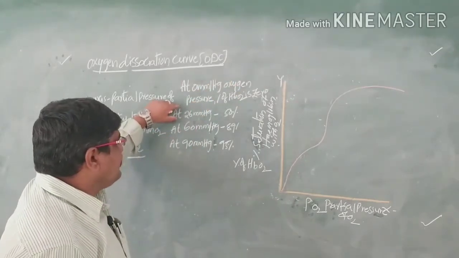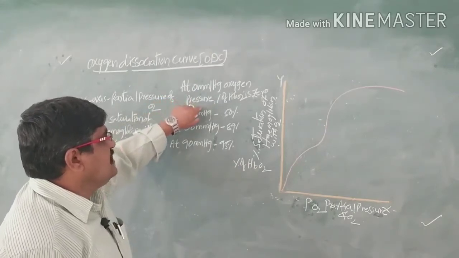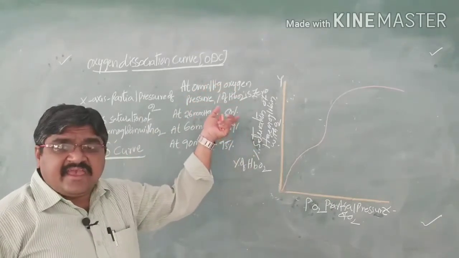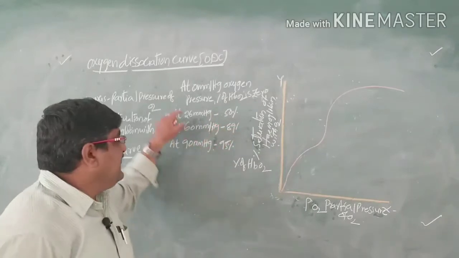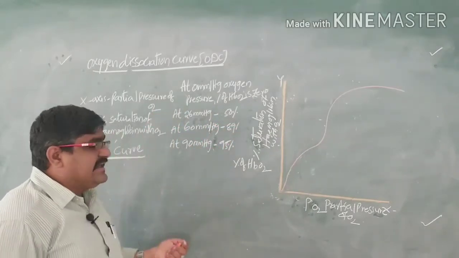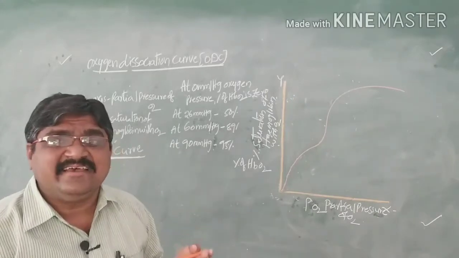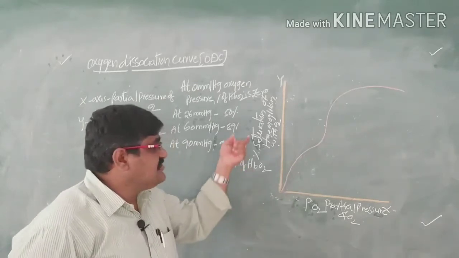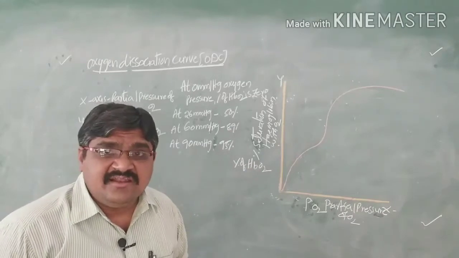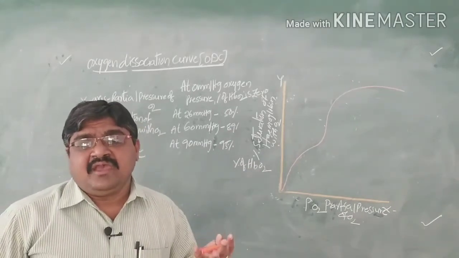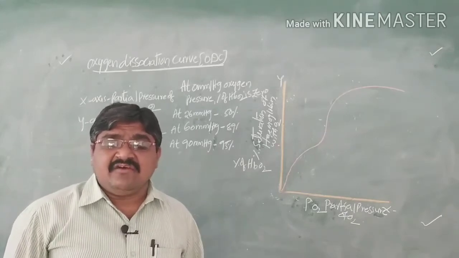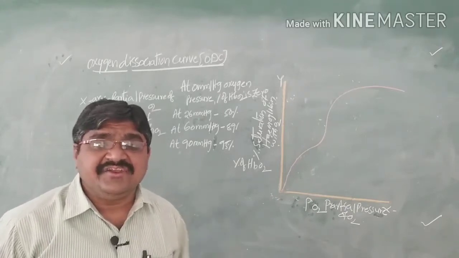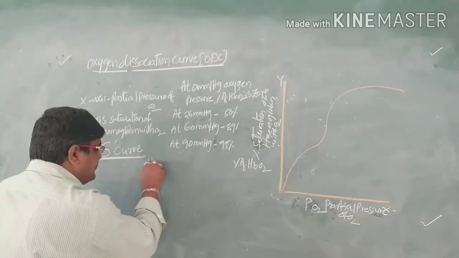At 26 mmHg, the percentage of HbO2, oxyhemoglobin, will be 50%. When the partial pressure increases, the saturation of hemoglobin with oxygen also gradually increases. If the partial pressures decrease, it shows a condition called hypoxia.